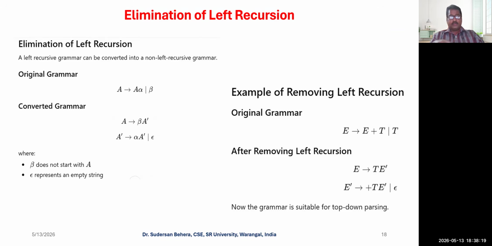This grammar can be converted by inserting another new variable. That is A derives beta A dash, where A dash is a new variable and A dash derives alpha A dash or epsilon. If you convert this grammar using this formula, there will be no change in the generative power of the grammar. Whatever strings you could generate previously, you can generate the same after converting the grammar to non-left recursive form. So here you have to remember.